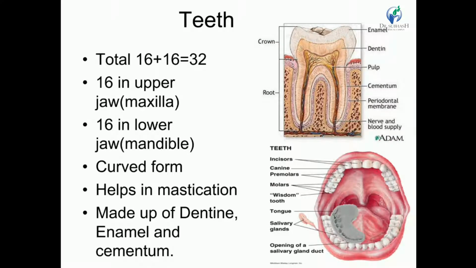Teeth. Here we can see the structure of teeth, where the most outer layer is enamel. After that there will be a presence of dentine. Third portion is the pulp. Fourth is the cementum. At the end of the cementum there will be a periodontal membrane, and at the last they will be supplied with the nerve and the blood.